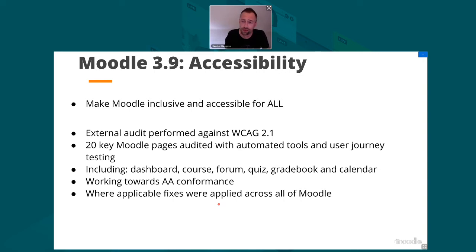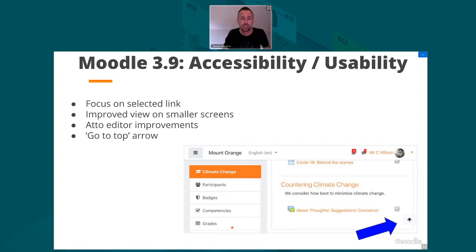And we took that on board as we started working on 3.9 and made a lot of improvements to our accessibility, working towards AA conformance. So that's, of course, an ongoing project, but we made some really good steps forward. Now, some of the fixes were specific to these pages, but other fixes were more broadly applicable to the entire platform. Where possible, we applied the fixes across all of Moodle.